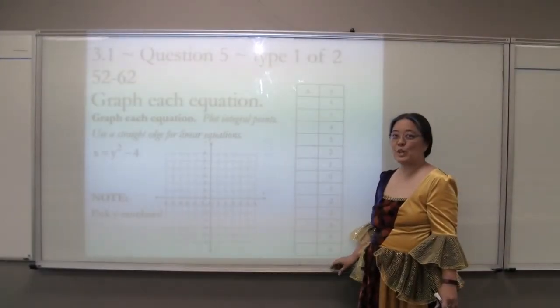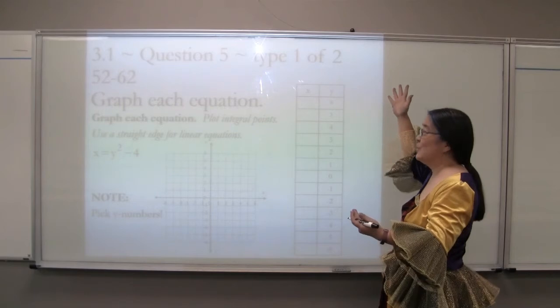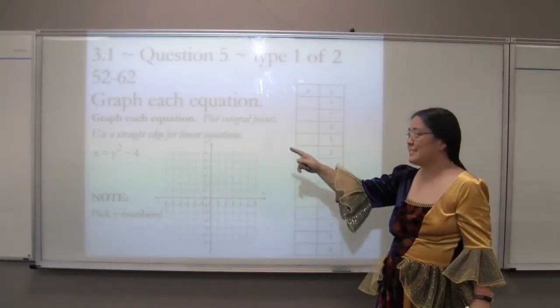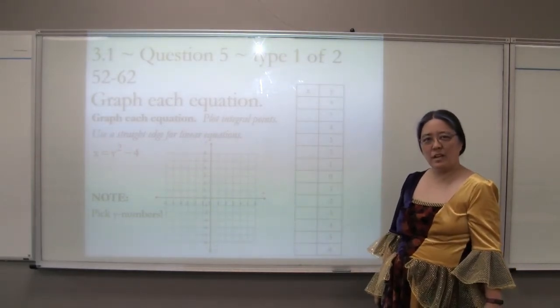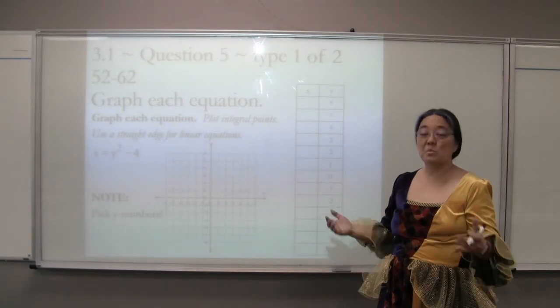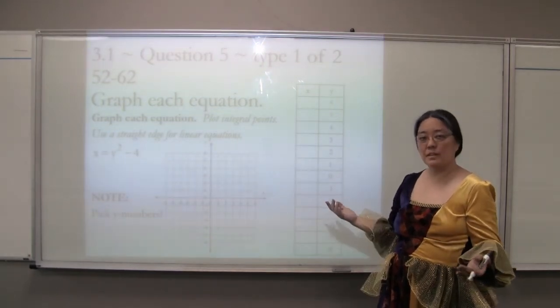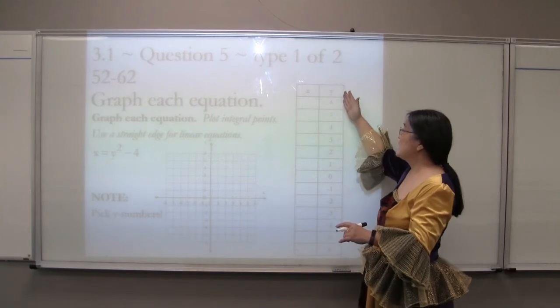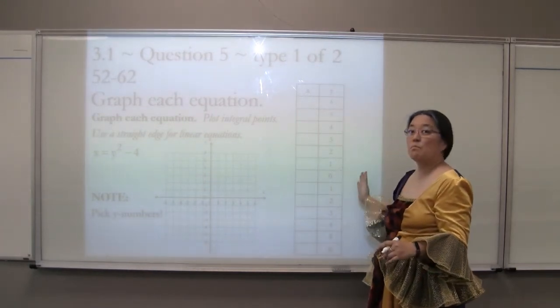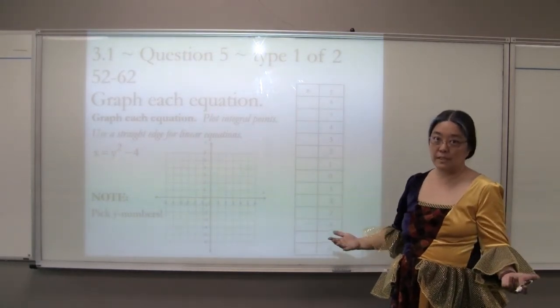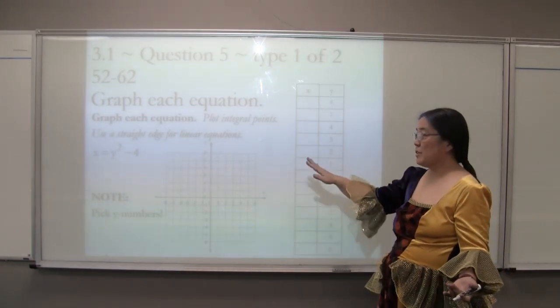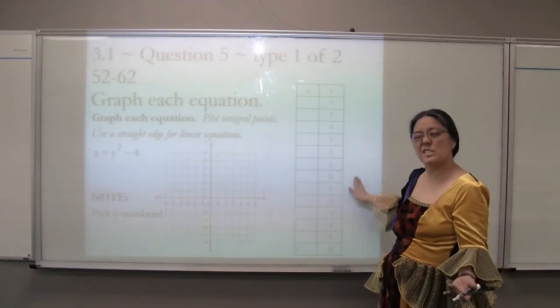Chapter 3, Section 1, Question 5, Type 1 of 2. Hey, that's not normal. We are used to seeing equations that have a y equals. We select the x numbers and plug them in. This is an x equals, so we select the y numbers, plug them in, and that will go backwards and find us x. So whichever letter is on the yucky side, that's the one we're picking.